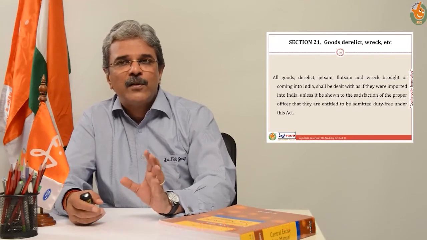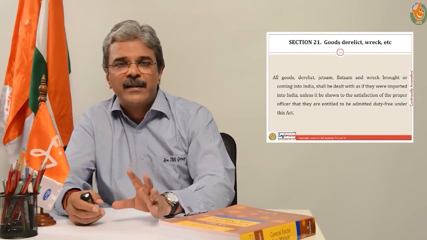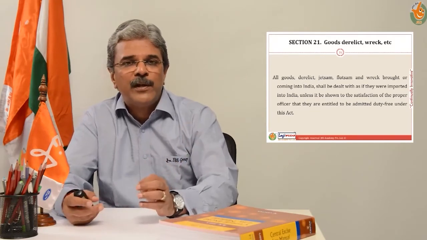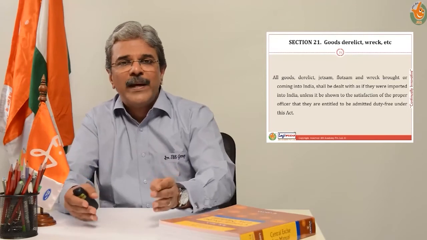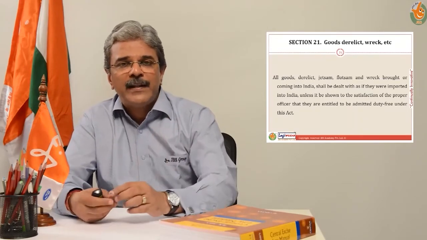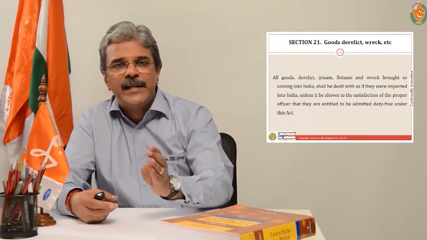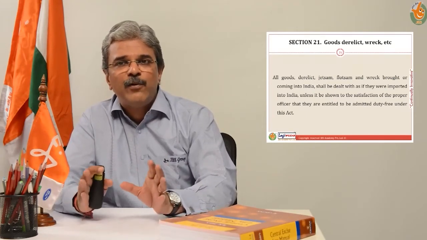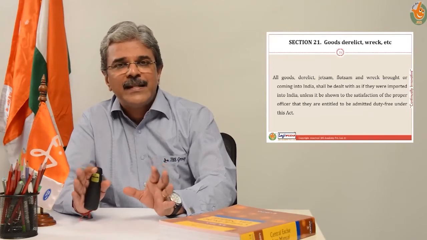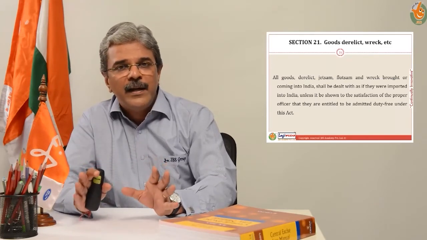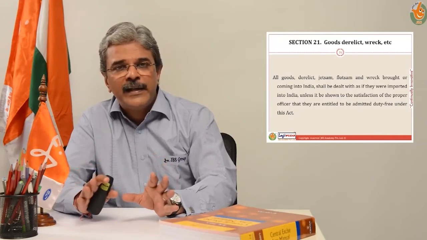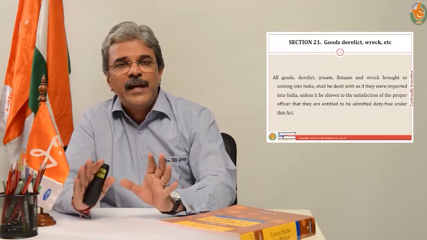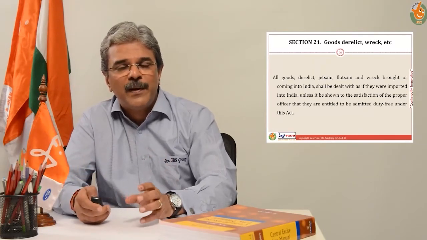Section 21 talks of goods, derelict, wreck, etc. This is a case where the goods are damaged prior to being brought into the country. But what does section 21 say? That despite the fact that they were damaged, derelict, jetsam, flotsam, wreck, as long as they were brought into India, they would be dealt with exactly as they were imported into India, unless they are entitled to be duty free as per their classification. So the same rate of duty and the same valuation principles would apply.